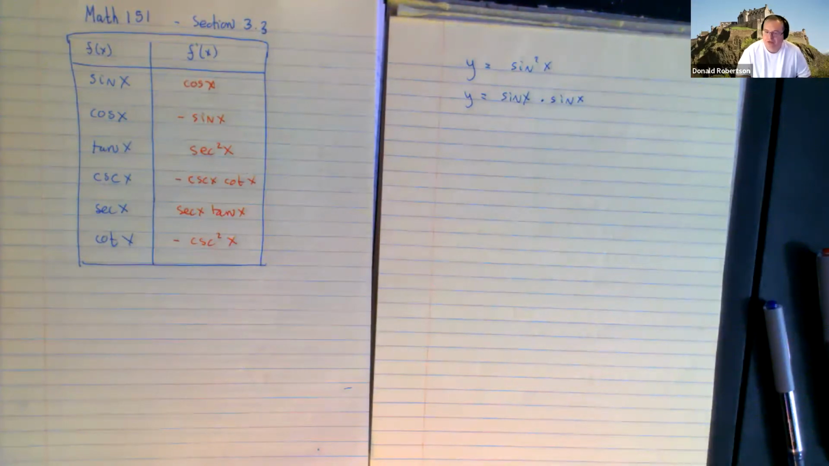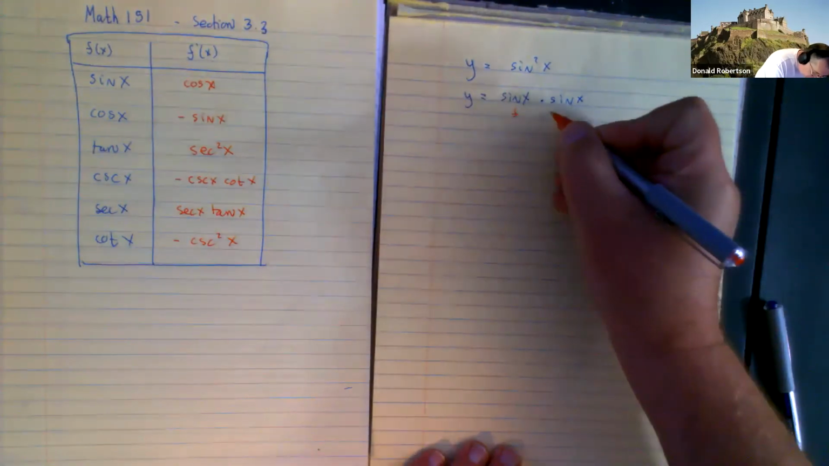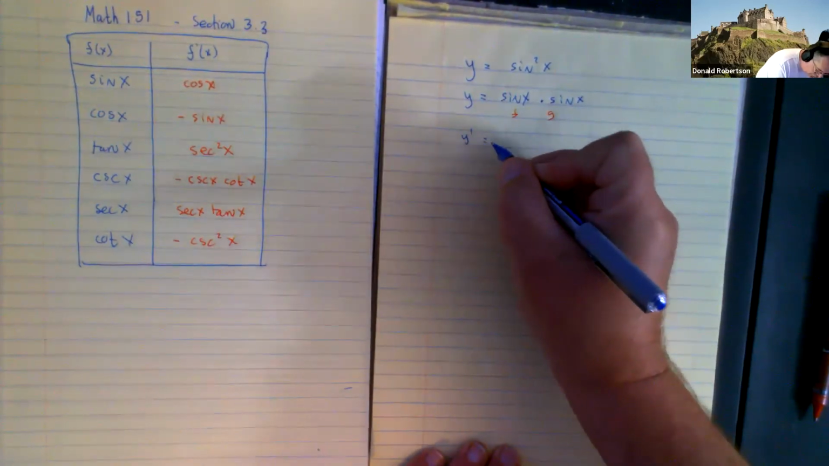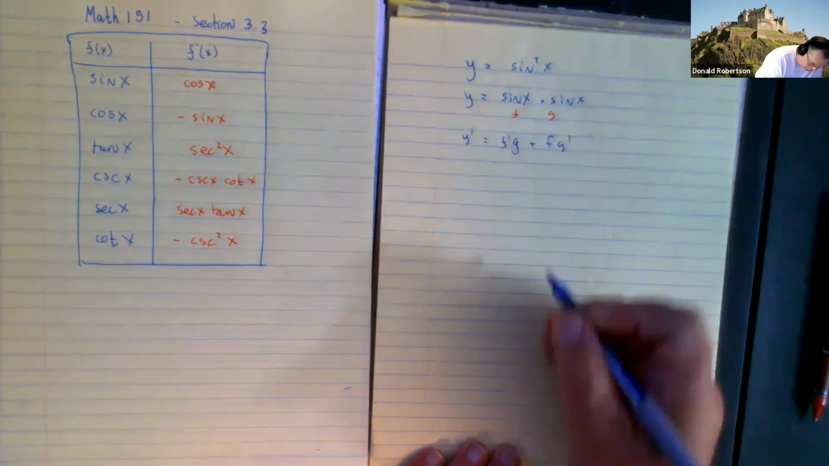Now that I've written sine squared x like that, can you see it's really a product rule question? When it was written as sine squared, you were probably going to go down the wrong rabbit hole. You were going to think power rule or something, but it doesn't work. So product rule it is. And so it's going to be f dash g plus f g dashed.